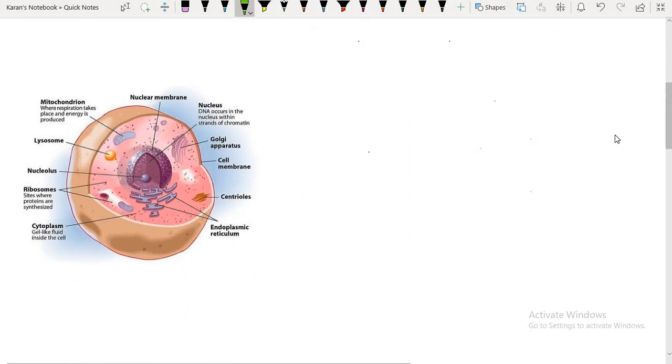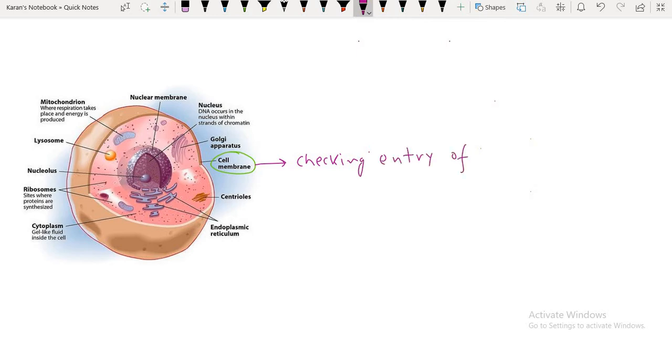So here is what it looks like. First of all, you can see the cell membrane. This is important. Cell membrane provides protection, and moreover it checks the entry of microbes. So it is for checking the entry of any microbe or nutrients, any waste product, right? So this is the functioning of the cell membrane.